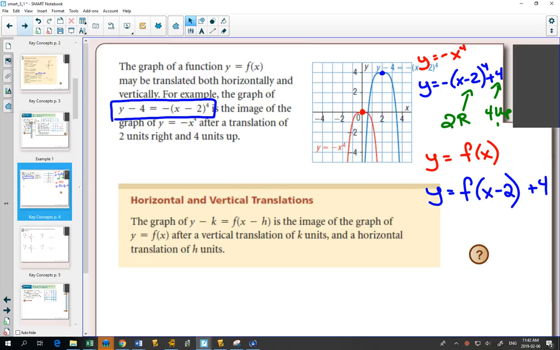So again, they have a shaded box here. You can write this again with y by itself, because we're going to be using that notation more often with that plus k afterwards.